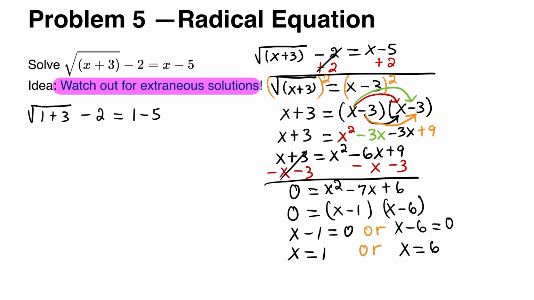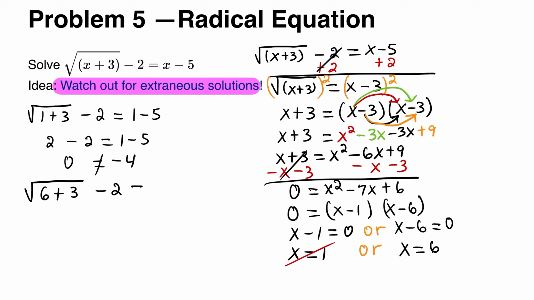The square root of 1 plus 3, which is 4, is 2. Minus 2 equals 1 minus 5. 0 equals negative 4. So we know that 0 does not equal negative 4, which means that x equals 1 is not a solution. Now let's do the same with x equals 6. So wherever you see the x, you replace it with the 6. The square root of 6 plus 3 minus 2 equals 6 minus 5.